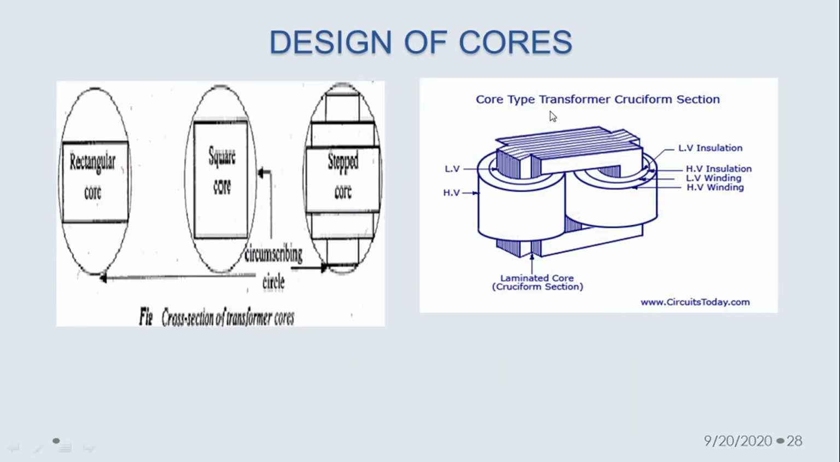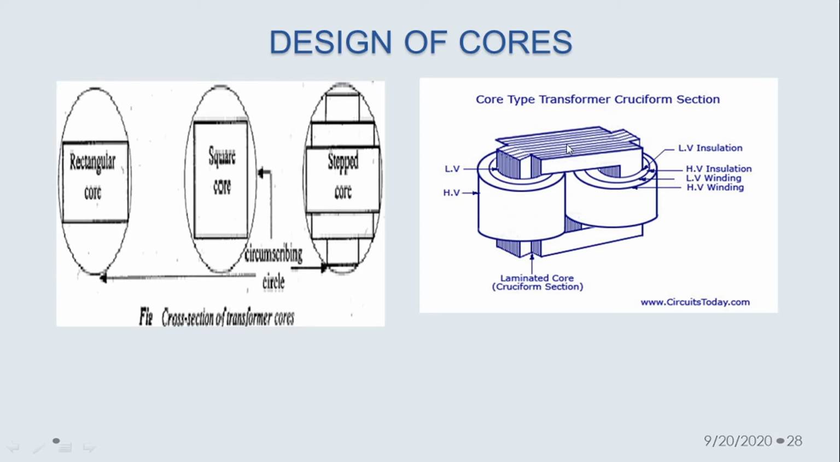Next, we have to go for the design of cores. What are the requirements, or what types of cores are used in the transformer? We have three types of cores which you can use. That is called a rectangular core. This is a core, correct?